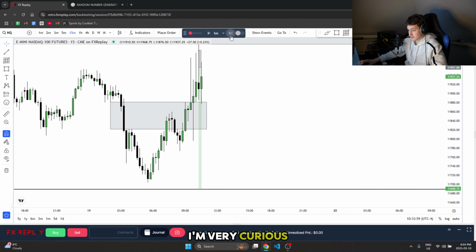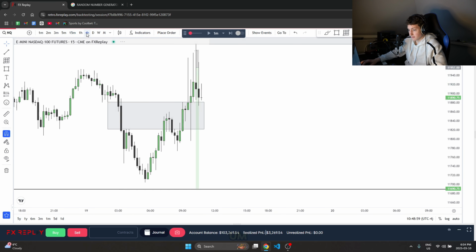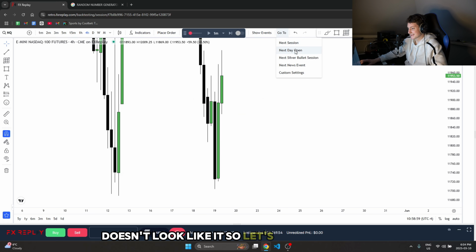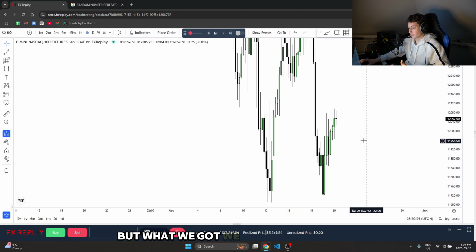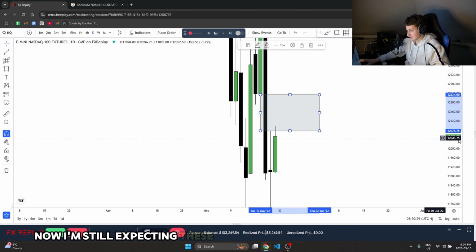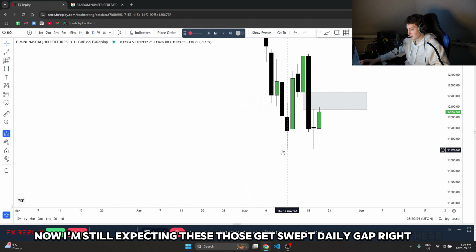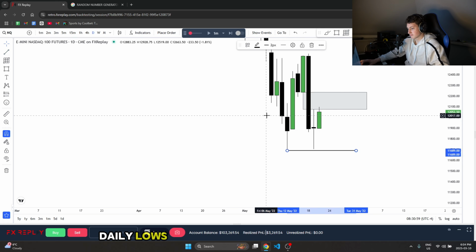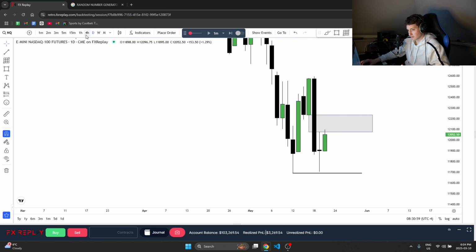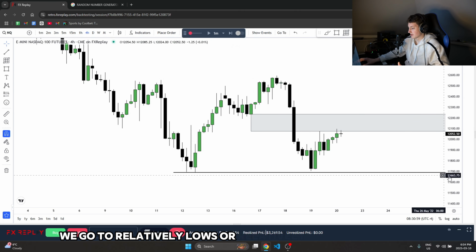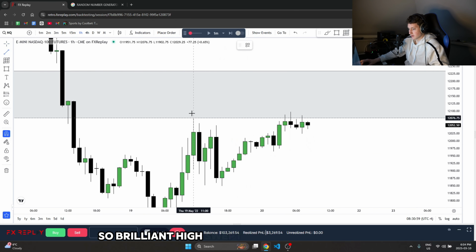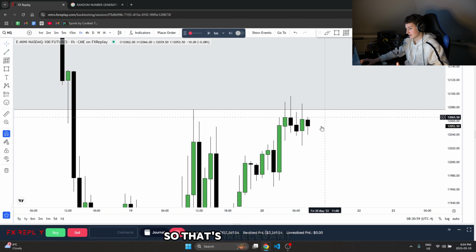I'm very curious. Doesn't look like it. So let's go to next day open. But we got our piece, okay? We got our piece of the puzzle. Now I'm still expecting these lows to get swept. Daily gap right here, daily lows. This is just a classic move of price. We tap into an inefficiency, we go to relative equal lows, or relative equal highs, or however. So brilliant. High swept, which is the daily gap, so that's irrelevant.